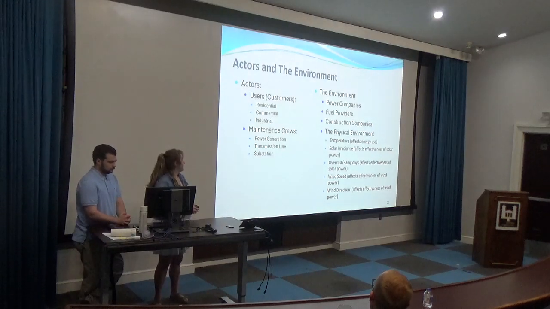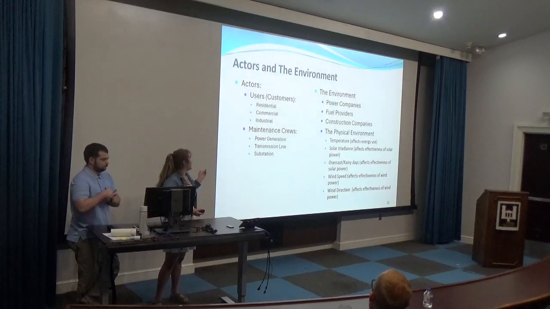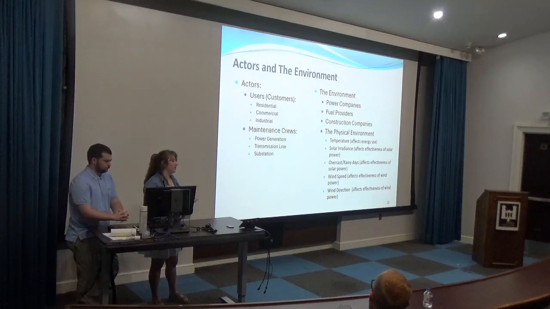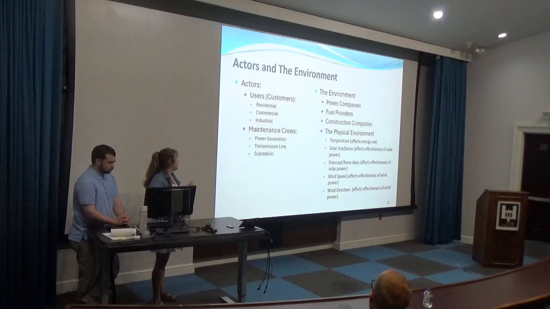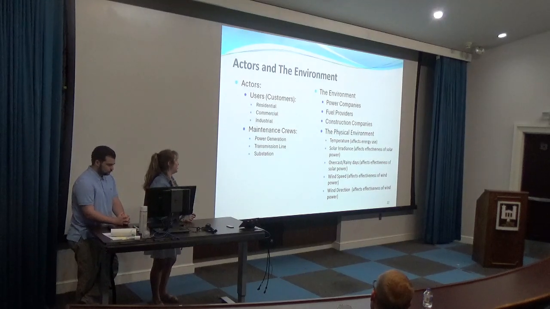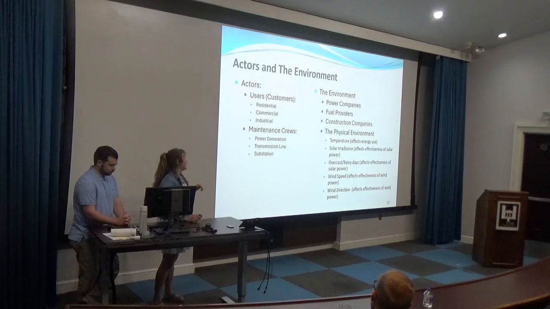So now we move on to the actors in the environment. Our actors consist of our customers, and those consist of industrial, residential, and commercial customers. Maintenance crews, which are delegated to the generation, transmission line, and substation. And then the environment, which consists of the power companies, the fuel providers, and the construction companies. For physical environment, we have temperature, solar irradiance, overcast/rainy days, wind speed, and wind direction.